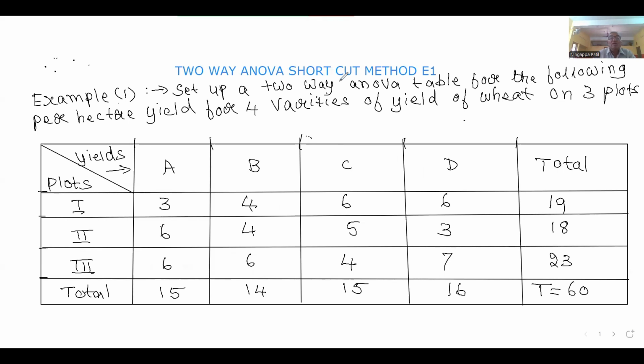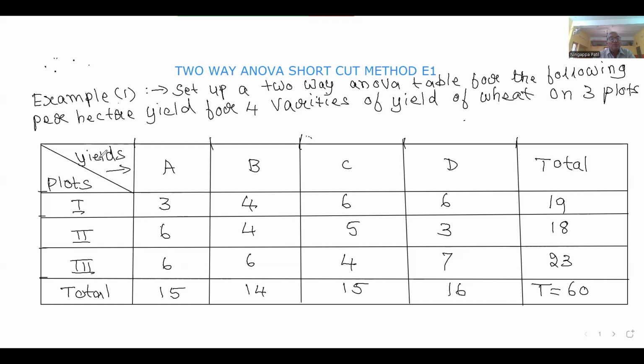Two-way ANOVA shortcut method problems. The problem is, for example, set up the two-way ANOVA table for the following per hectare yield of wheat for 4 varieties on 3 plots.